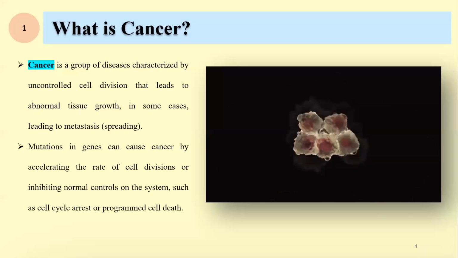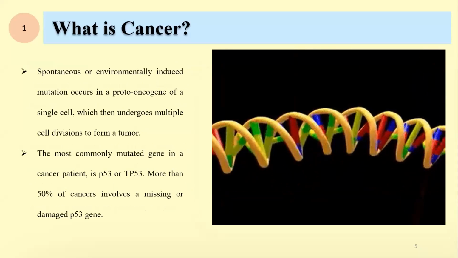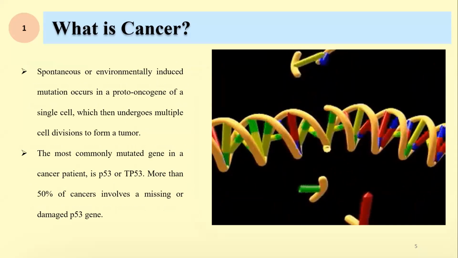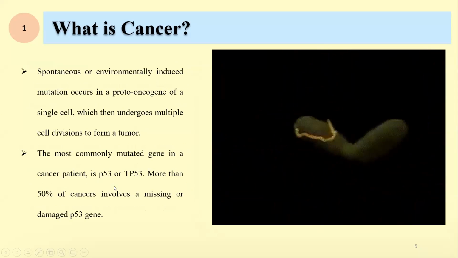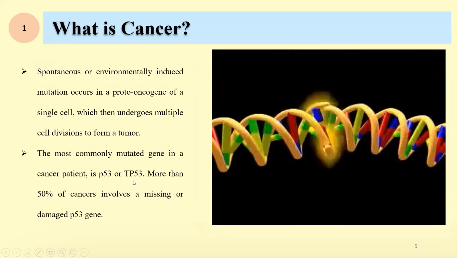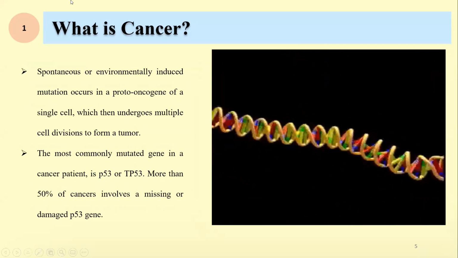Why is it actually happening? This is happening because of mutation. For example, this is your gene, and this is a DNA. You can see the DNA's base pairs are actually getting changed. There are a few common mutations, actually TP53 and P53. These kinds of mutations are dominant in the maximum types of cancer diseases.